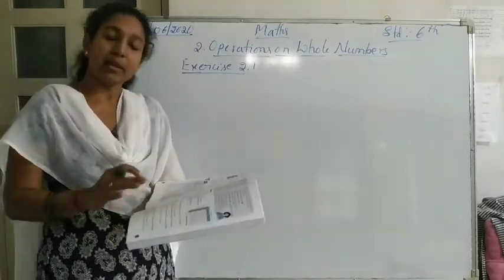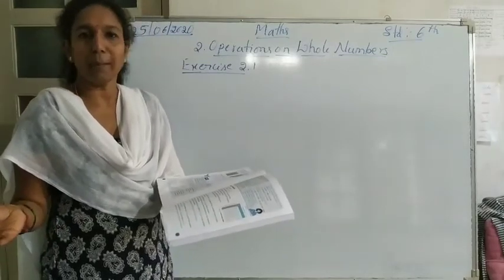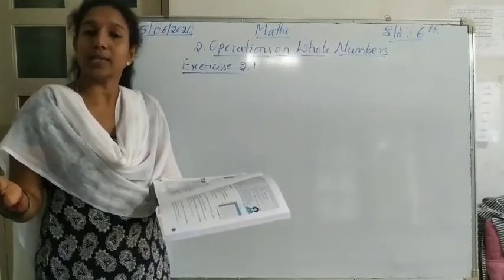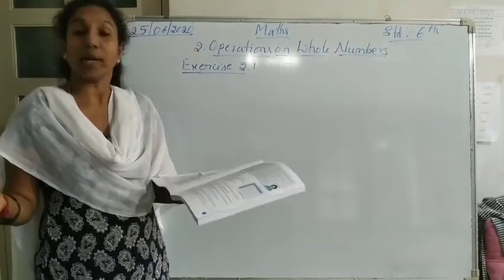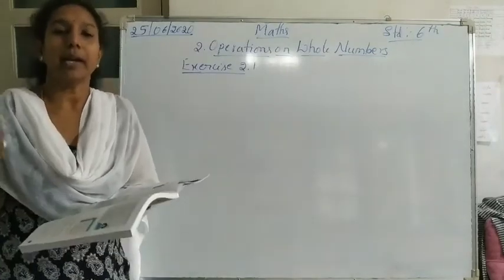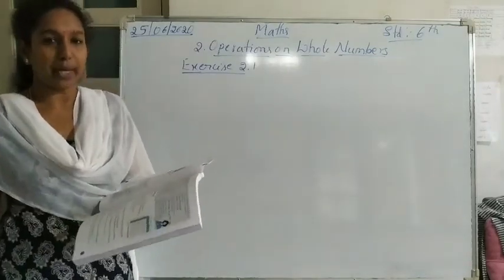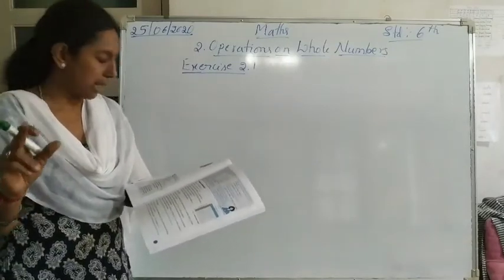Second one, any number added to 0, the sum is the number itself. So what is that property? Additive identity property. So what is the additive element here? 0. 0 is the additive identity element.